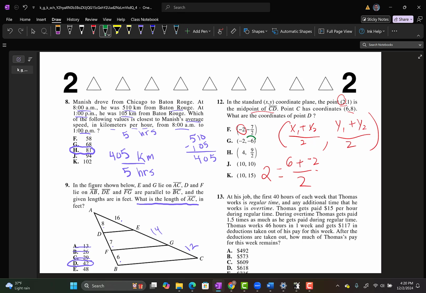Let's check G, because this number is going to be a lot easier to check than the -7/2. So I'm going to take my Y coordinate of 8, and we're adding some number to it, dividing it by 2, and it should equal this number 1. So 8 plus -6, or 8 minus 6 is 2. 2 divided by 2 is 1. So G is our answer.